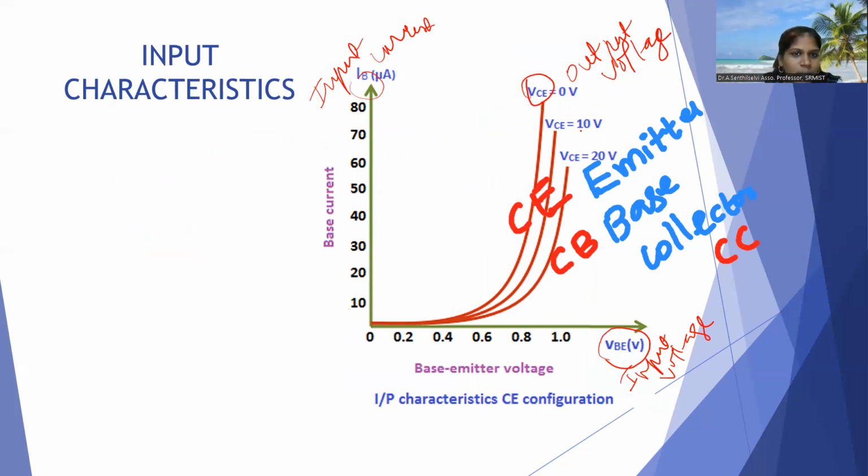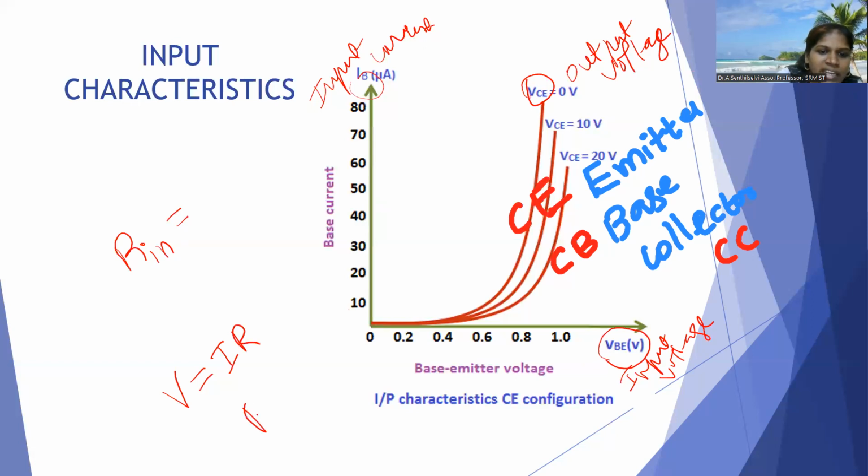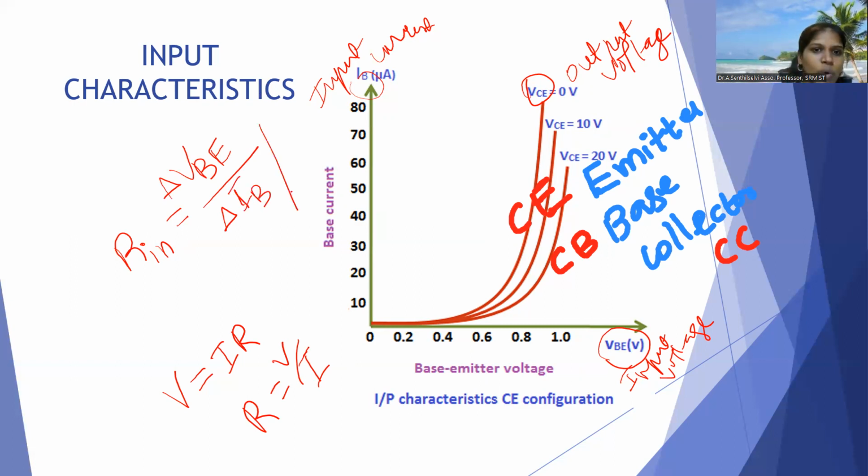Okay, now we are clear about the input characteristics. While writing the equation for input characteristics, Rin equals V by I, since we know V equals IR, that is Ohm's law. Here the input voltage is VBE: the change in input voltage with respect to the change in input current, with the output voltage VCE constant. Now you are clear about the input characteristics.